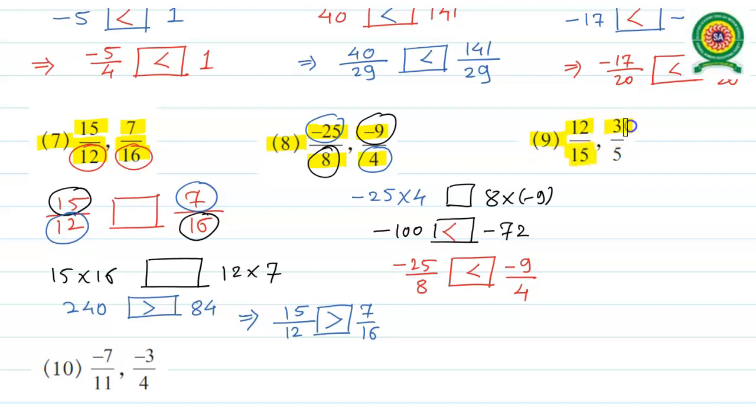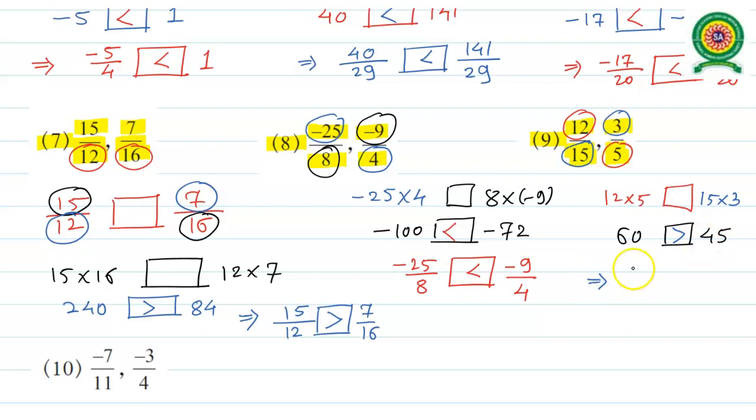We have 12 by 15 and 3 by 5. Again both the rationals have different denominators, so we have to use the cross ratio test. We have to multiply 12 by 5 and then multiply 15 by 3. So we get 12 fives are 60 and next to it 15 threes are 45. As is well known, 60 is greater than 45. So we conclude our result: the first rational, 12 by 15, is greater than the second one, 3 by 5.